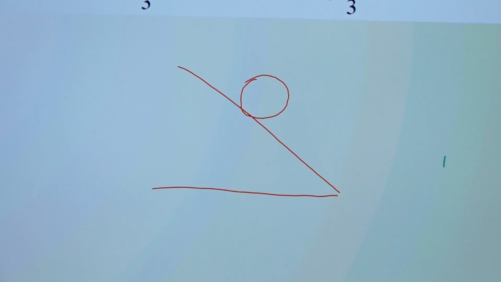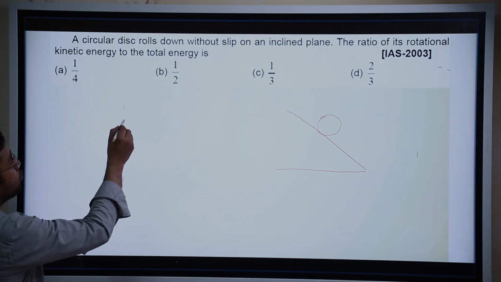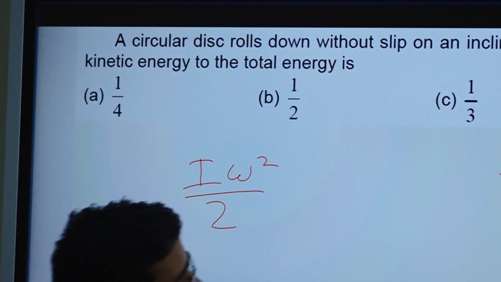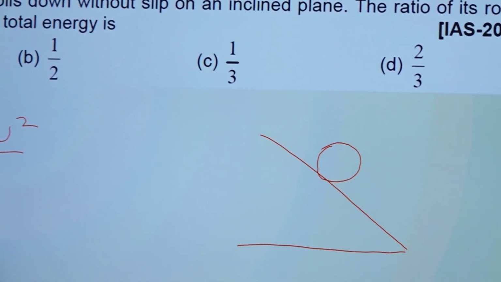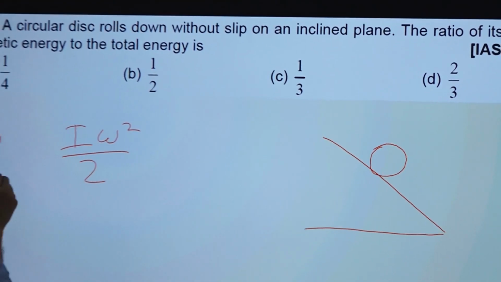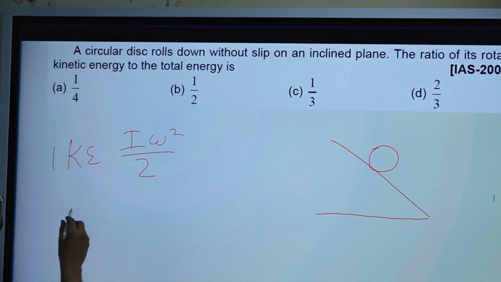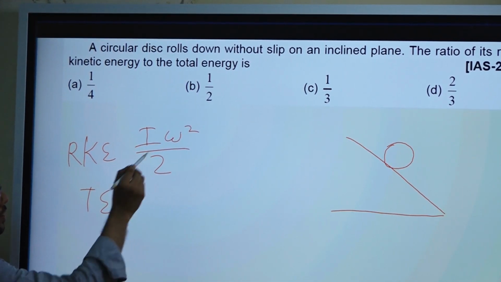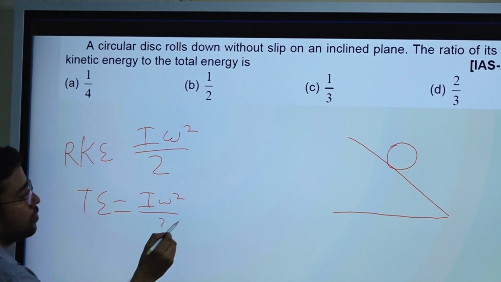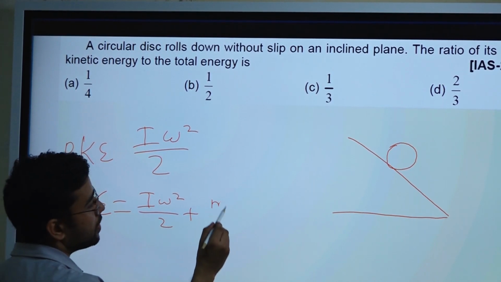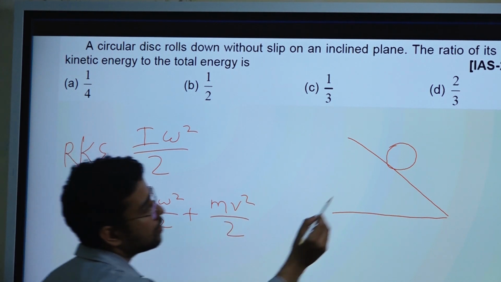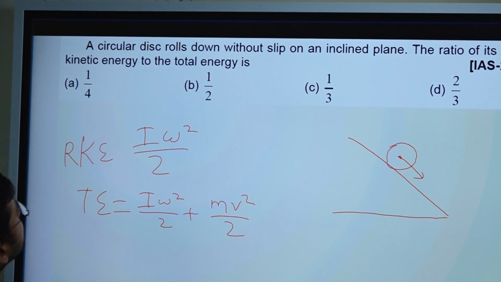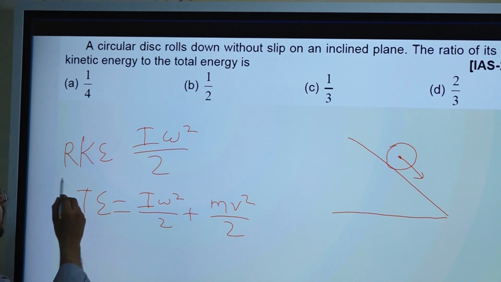So what is the rotational kinetic energy? Rotational kinetic energy will be I omega square by 2. I will be its mass moment of inertia about this point, its center, right? And then what will be total? Rotational, RKE we can say. Then total energy will be I omega square by 2 plus mv square by 2, where v is the velocity of this center. And what they are asking is RKE divided by total energy.